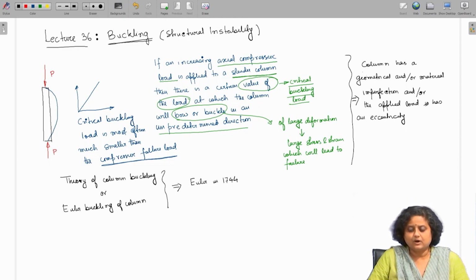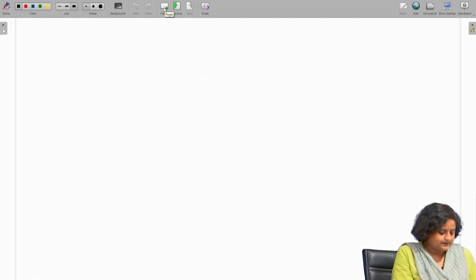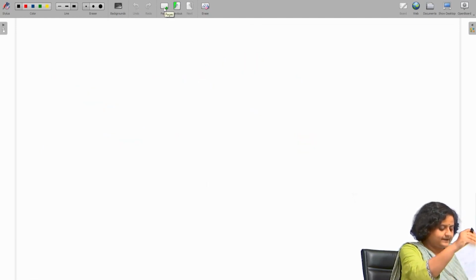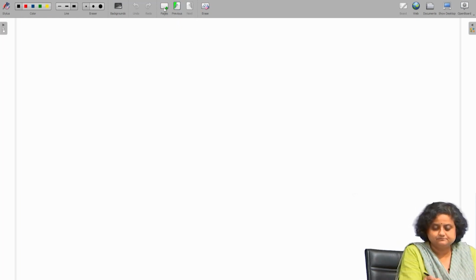Now, let us try to understand what is Euler theory of buckling and what is meant by the critical buckling load, and how are we going to find out the critical buckling load. Now, let us consider a perfect column.